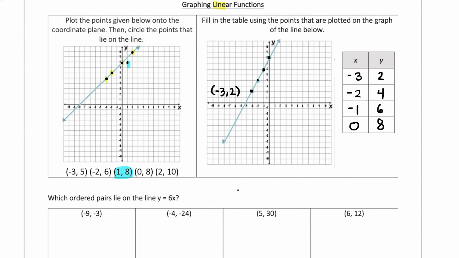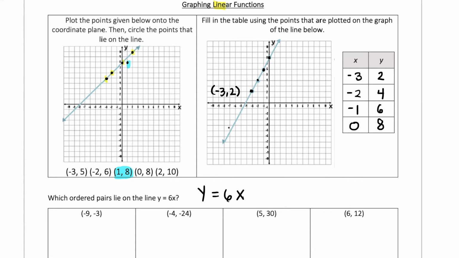So on this next one it says, we have y equals 6x. That means that's the rule that is getting you a y value for every x value. So we want to know, are these specific ordered pairs going to work for that linear function? Are they going to lie on the line?